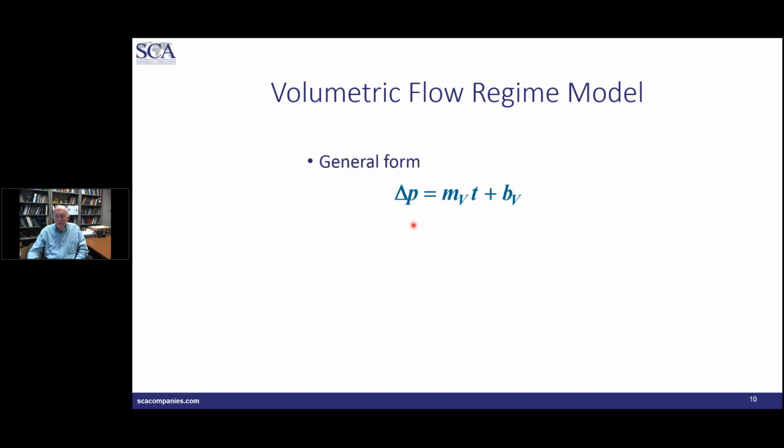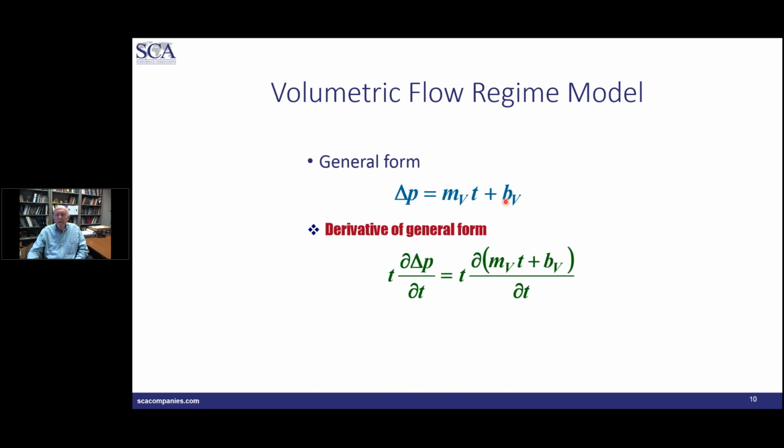All right, the general form of this equation then is drawdown is proportional to time, and there's an intercept. And in this case, we can't get rid of that intercept. It's always going to be there. Not just a matter of a fracture skin, which may or may not be present. All right, the derivative does get rid of the intercept.